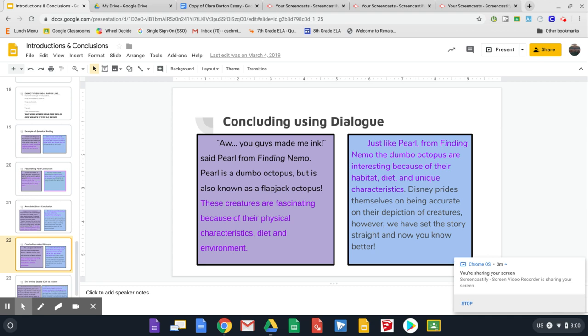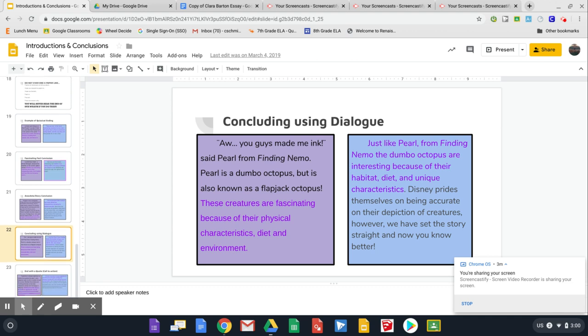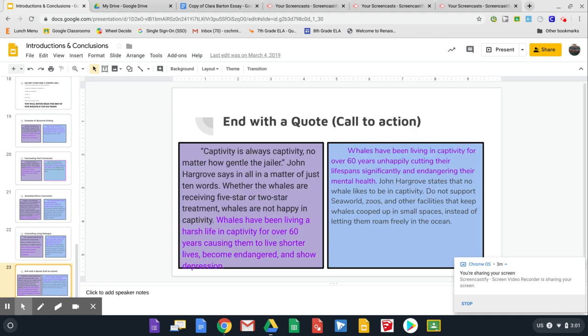Next one, if we're doing dialogue, I said that one might be a little bit difficult. But here, this was with the "you guys made me ink." How do they bring it back in the conclusion? Disney prides themselves on being accurate on their depiction of creatures. However, we have set the story straight, and now you know better. Interesting.